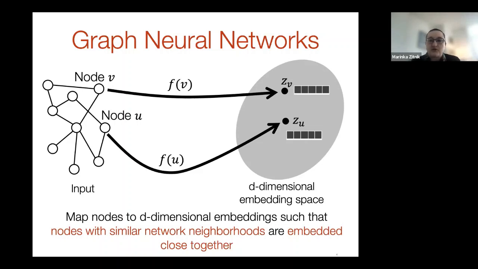So graph neural networks are then a very efficient strategy and algorithms to generate these low-dimensional embedding vectors. And their core idea is that they map nodes to d-dimensional embeddings such that nodes that have similar network neighborhoods in the input graph are embedded close together in the embedding space.